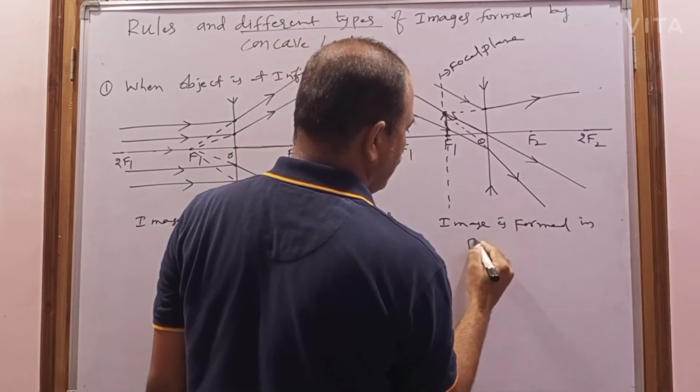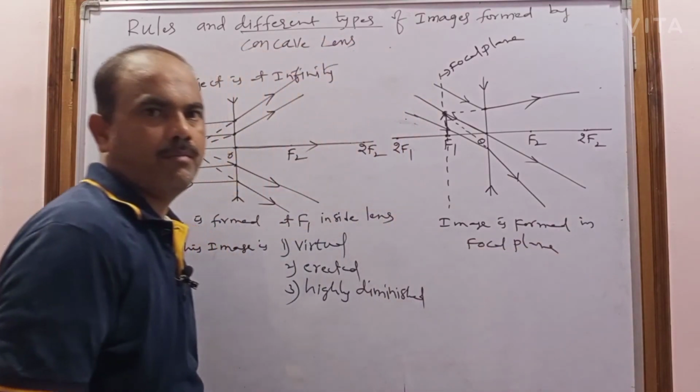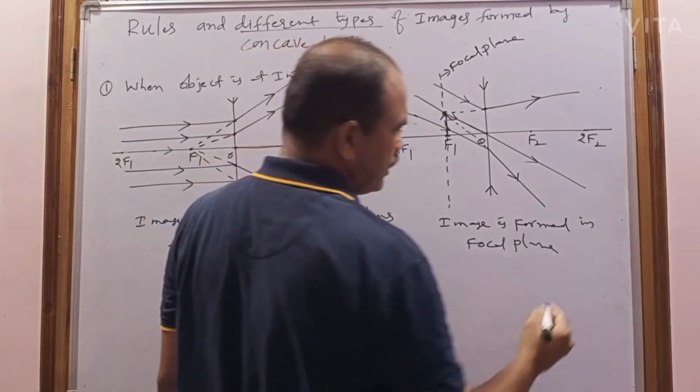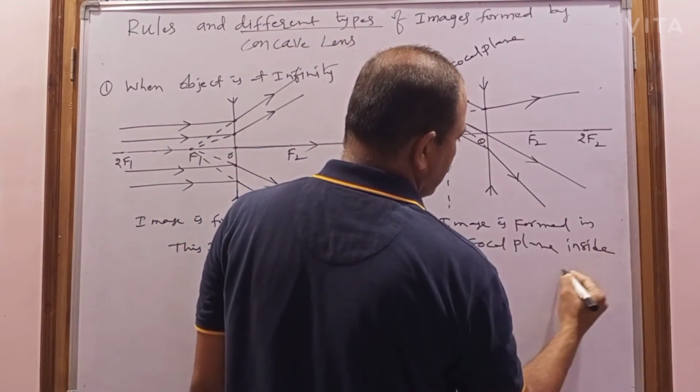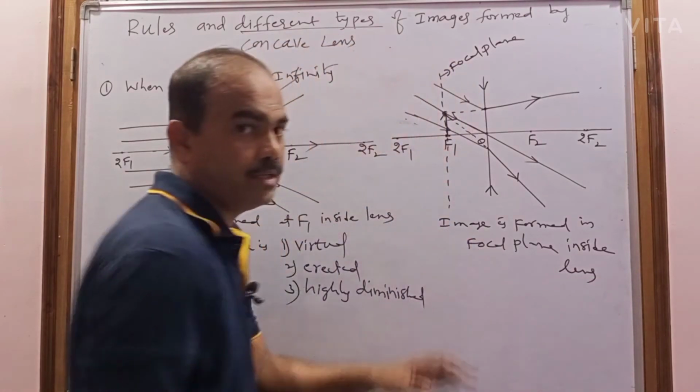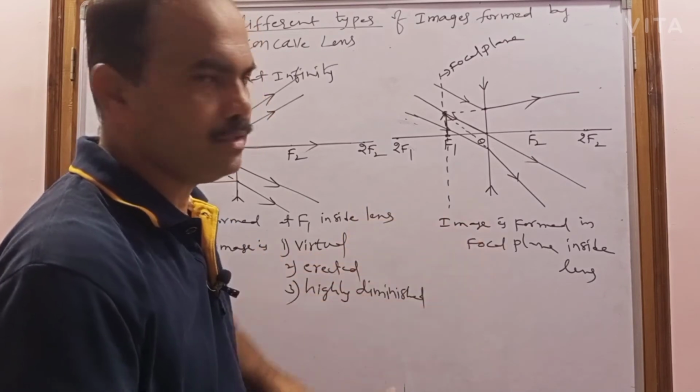In the focal plane, but behind the lens. Focal plane and inside the lens, because it is a virtual image. All virtual images can be formed only behind the mirror or behind the lens.